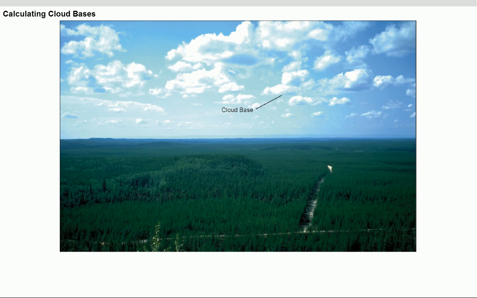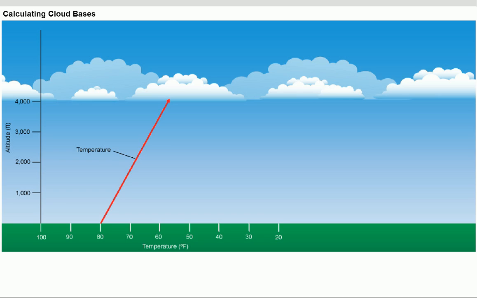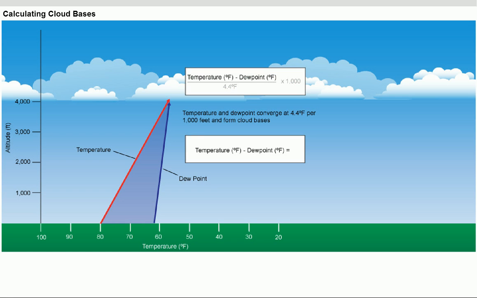Even before clouds or fog develop in the atmosphere, you can use your knowledge of temperature and dew point to estimate the cloud base, or the point at which clouds are likely to form. Convective currents drive warm, moist air to altitudes at which the air temperature and dew point become equal. As unsaturated air rises, it cools at a rate of about 5.4 degrees Fahrenheit per 1,000 feet, but the dew point temperature decreases at only 1 degree Fahrenheit per 1,000 feet. Therefore, the temperature and dew point converge at 4.4 degrees Fahrenheit per 1,000 feet and form cloud bases.